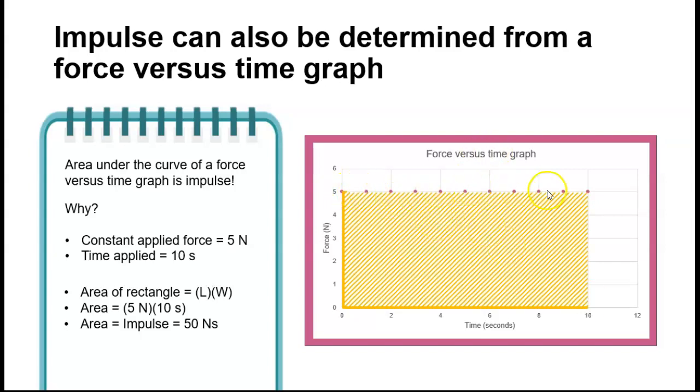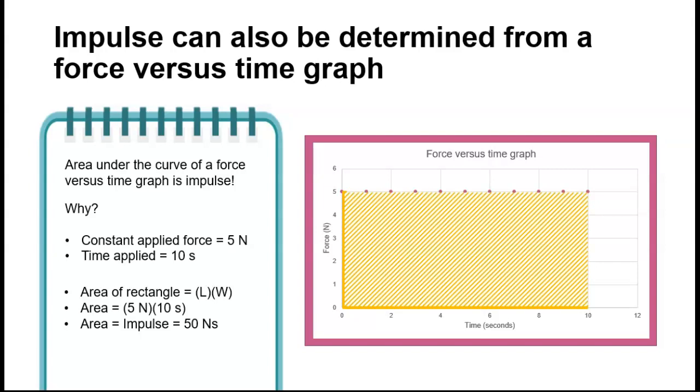So the area under this curve, when I say curve, it's a straight line, but we call it the curve. It's a rectangle. So how do you find the area of a rectangle? Length times width. What's the length? What's the width? That would be 10 times 5, and that is the impulse. And so the units turn out to be Newton seconds, so that tells me that the area under the curve has to be the impulse. And since impulse is equal to momentum, the area under the curve also tells me the momentum of the object.